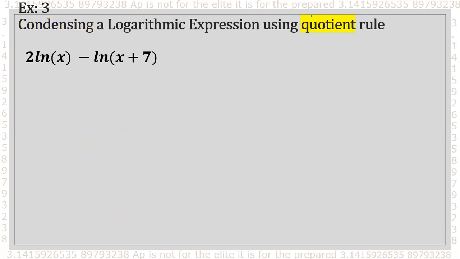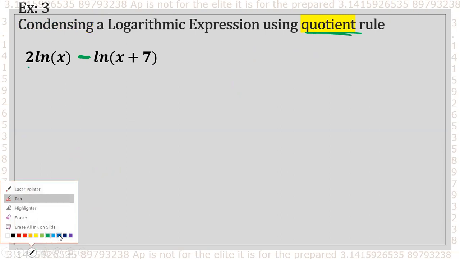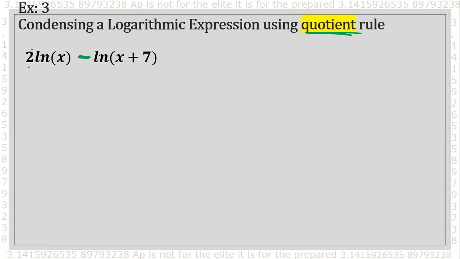Okay, let's go ahead and try the quotient rule, right? So what happens if there is a subtraction? Oh, and we have an exponent right here. I mean, a coefficient. So what I like to do, guys, is I like to go ahead and get these values right here and start by getting them to be the exponent. So automatically I have an ln x squared minus ln x plus 7. If they're in parentheses, guys, don't split them up because that is its own term.